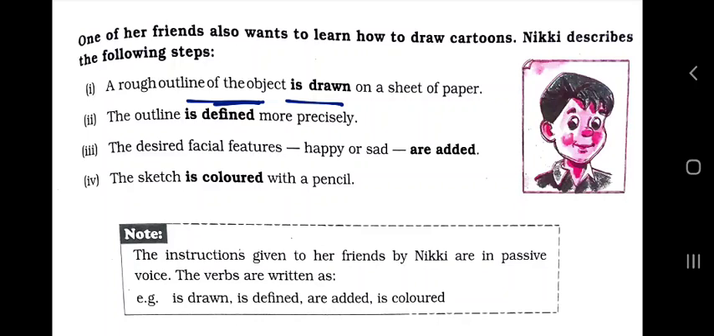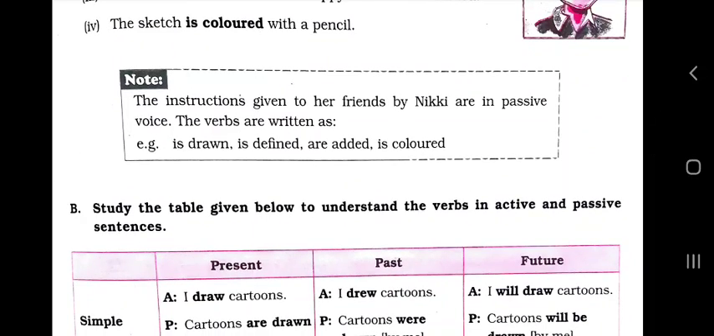So a rough outline of the object is drawn on the sheet of paper. The outline is defined more precisely. The desired facial features, happy or sad, are added. The sketch is colored with the pencil. Here the action is more important. The instructions given to her friends by Nikki are in passive voice. The verbs are written as is drawn, is defined, are added, is colored.